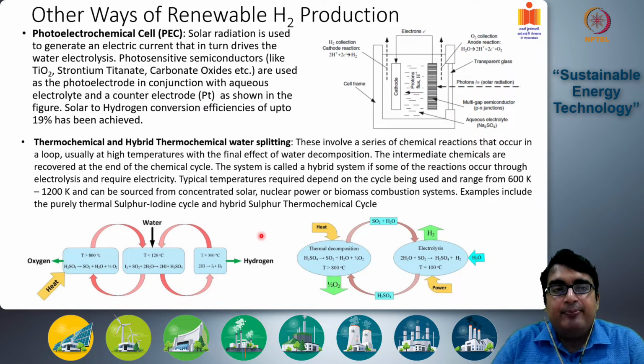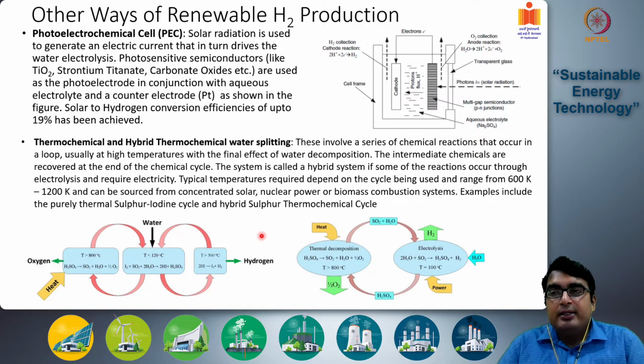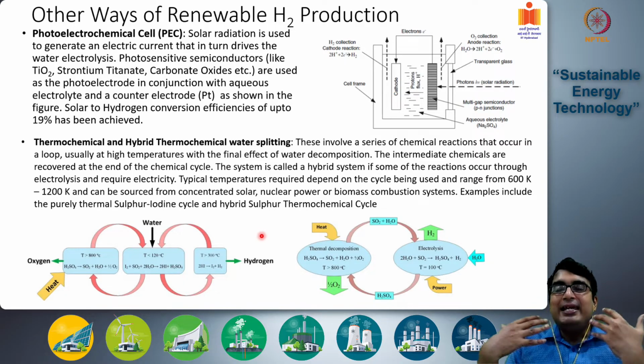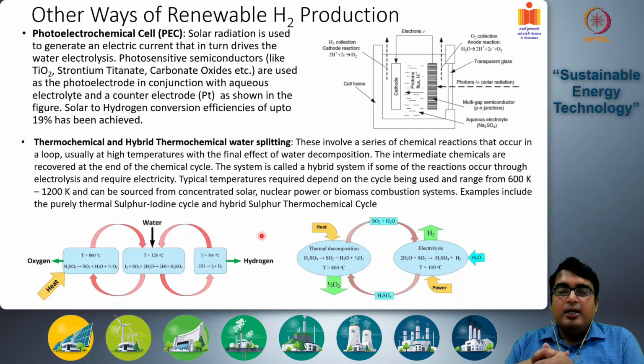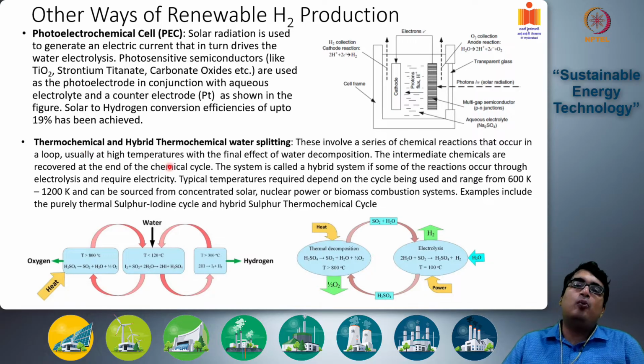The second type of hydrogen production method is using heat energy and chemical processes to generate hydrogen. These are called thermochemical and hybrid thermochemical water splitting. It's thermochemical because it uses a combination of thermal energy and chemical reactions to generate hydrogen, and if it's hybrid, it uses thermal energy, electrical energy and chemical reactions all together for splitting of water to generate hydrogen.